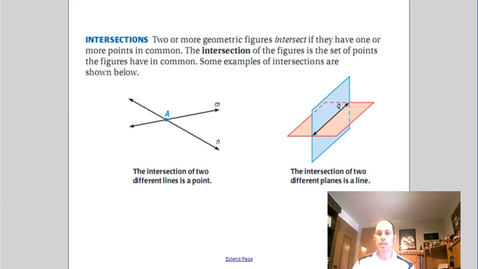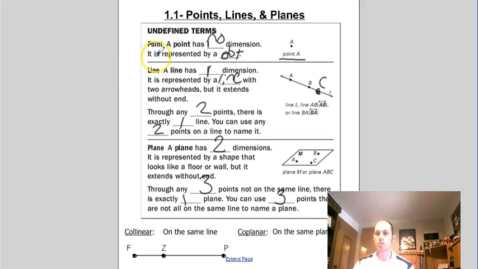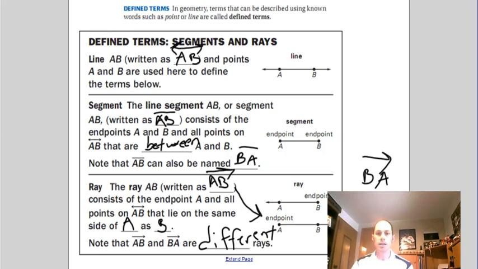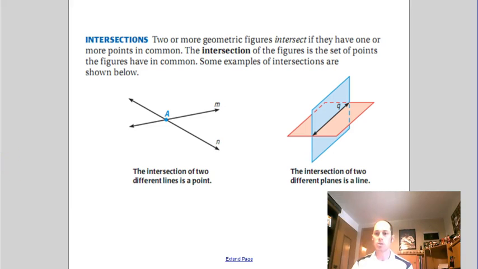Okay, so that is it for today. We've learned the basics of the terminology. We've learned the undefined terms of a point, line, and plane. Learned what collinear and coplanar mean. We've also taken a look at some newer terms, line segments and rays, and defined those. And we also learned what an intersection of the figures is known as. So we'll use that knowledge as we continue out throughout the year. That's the basics, the essentials that we need to know.